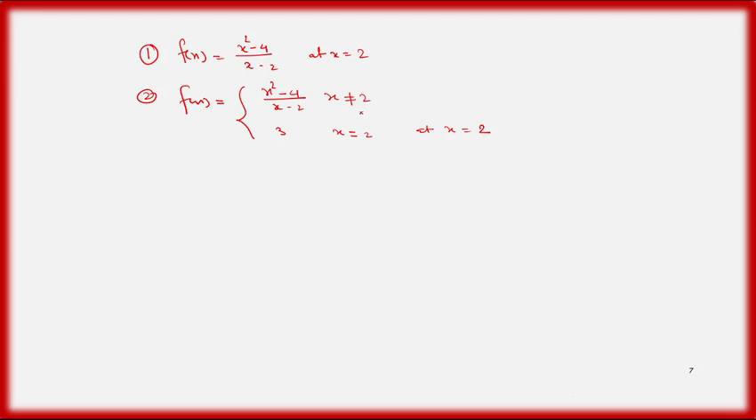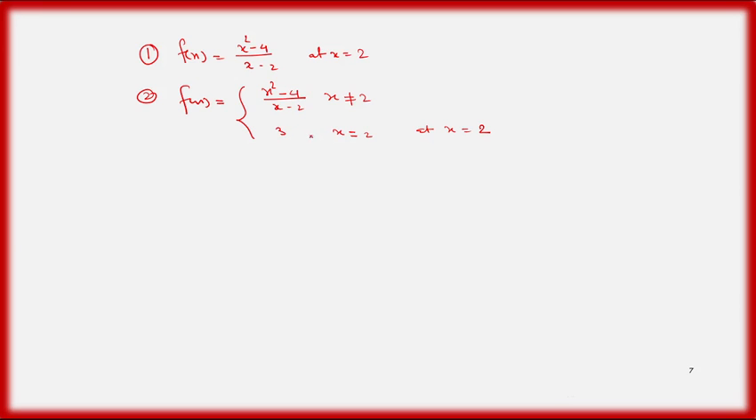when x approaches 2. Yes, this is for the right hand limit and left hand limit. X does not equal 2 means this is for the right hand and left hand limit; x equal to 2 means this is for the functional value. So we can redefine this function. If we redefine the function as f(x) = 4 at x = 2, obtaining the functional value 4, then the function will be continuous.